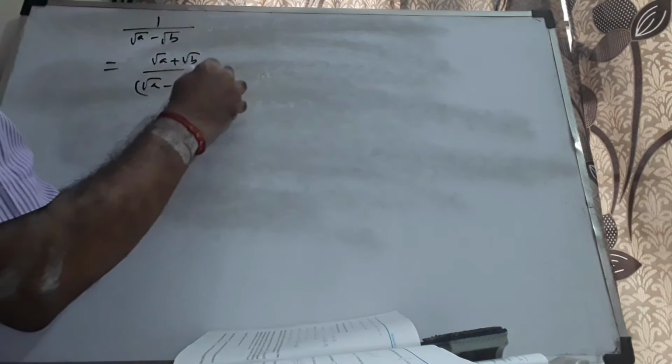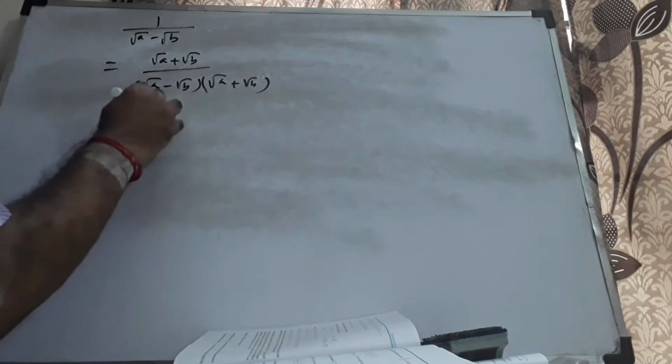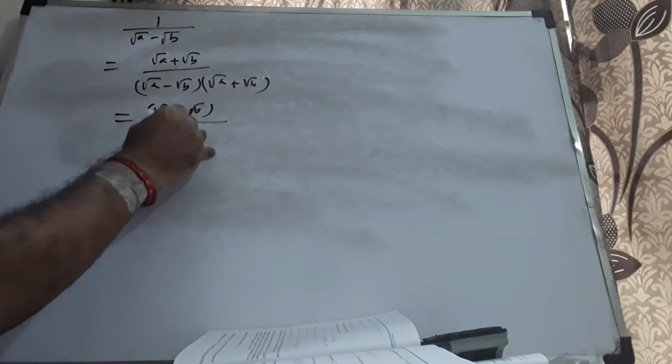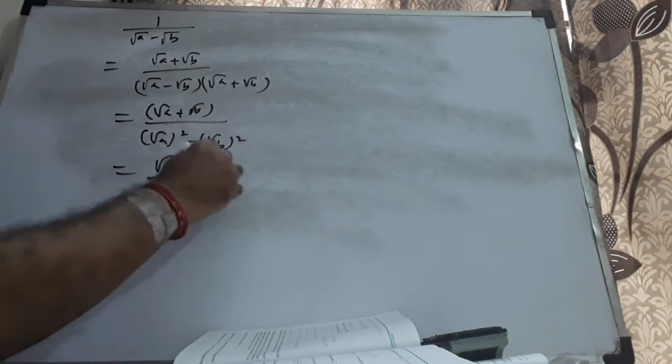Now, whenever I'm given, let us say, 1 by root a minus root b, what I will do is multiply and divide by root a plus root b. Root a minus root b into root a plus root b. Therefore, this reduces to root a plus root b divided by root a whole square minus root b whole square, which is root a plus root b divided by a minus b. This kind of representation is called rationalizing the denominator.